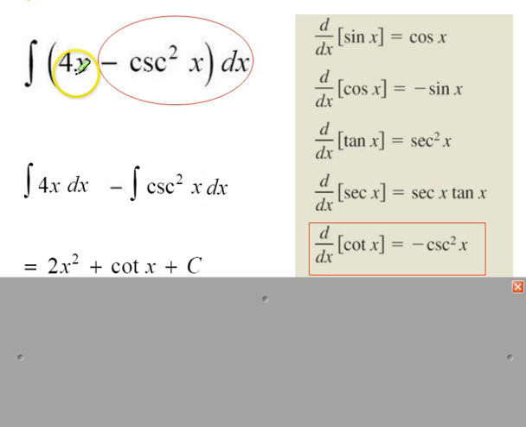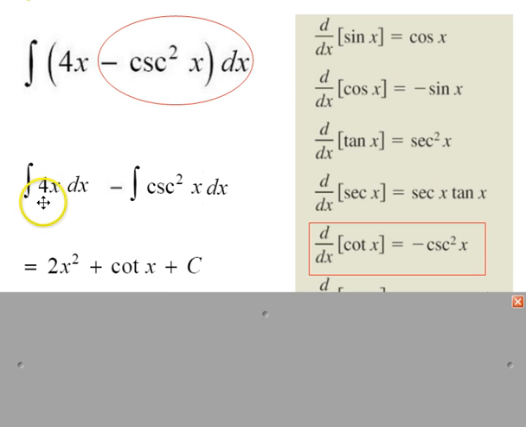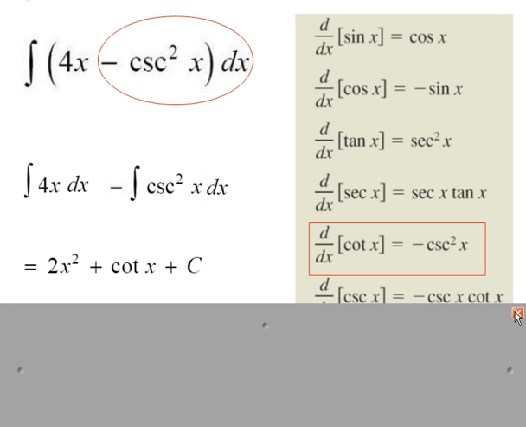I can split 4x minus cosecant squared x dx into the antiderivative of 4x dx minus the antiderivative of cosecant squared x dx. Then I can take the antiderivative just normal of 4x by adding 1 to the exponent, which gives me x squared, and then I divide by that 2. 4 divided by 2 is 2. That's what gives me 2x squared. And negative cosecant squared in particular is the derivative of cotangent x. So I get cotangent x, and I can't forget my plus c. Remember, when you do antiderivatives, you always want to do a plus c.